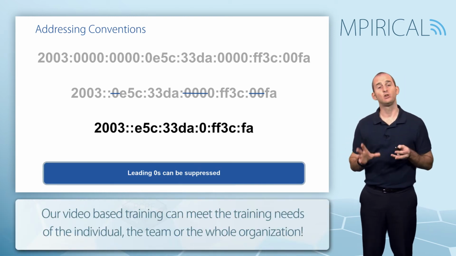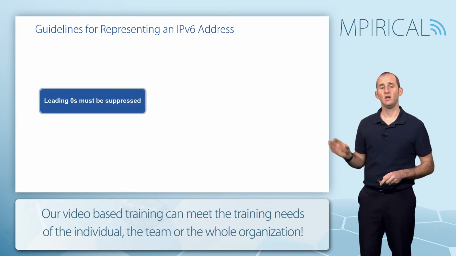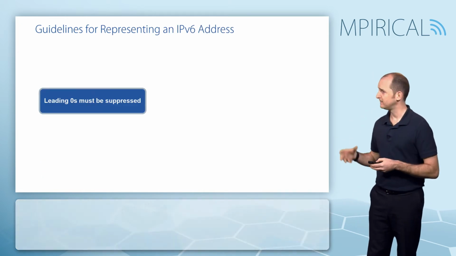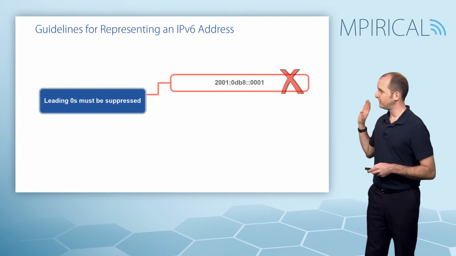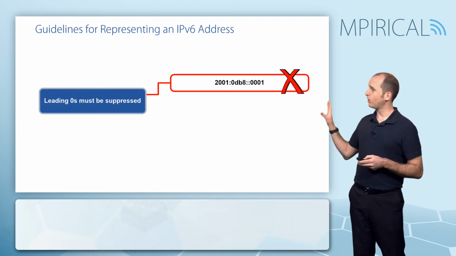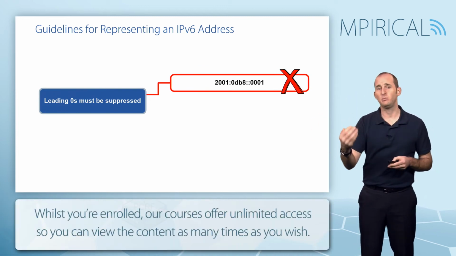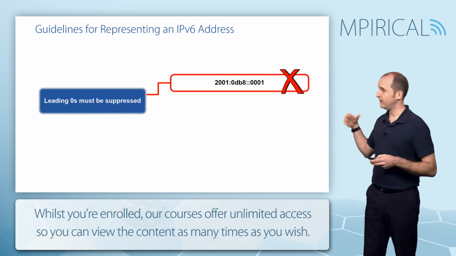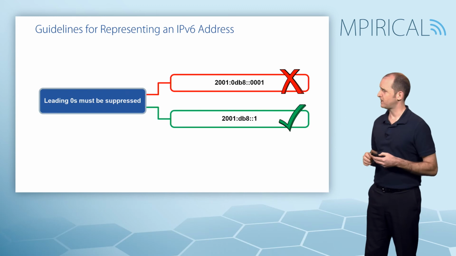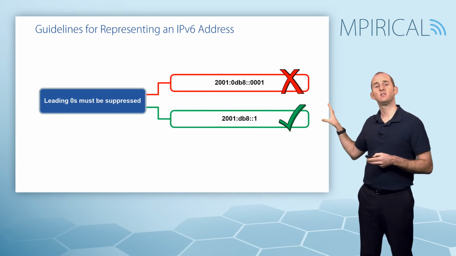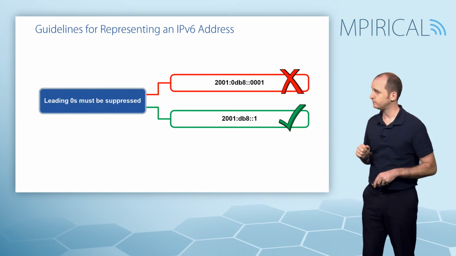So let's take a look at some of these rules. Now, the first rule the IETF have set down is leading zeros must be suppressed. So in this particular example, we've got a couple of instances in this address of leading zeros actually being present. So in the eyes of the IETF, this is not acceptable. What would be acceptable is to suppress those leading zeros. So that's our first rule.